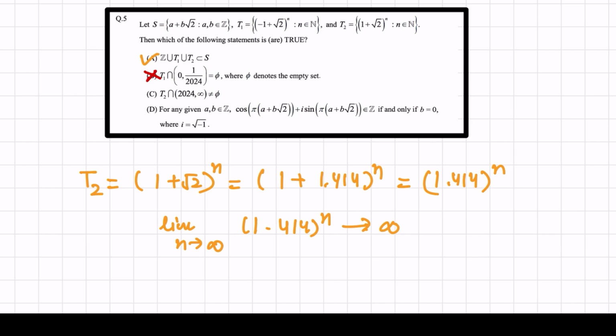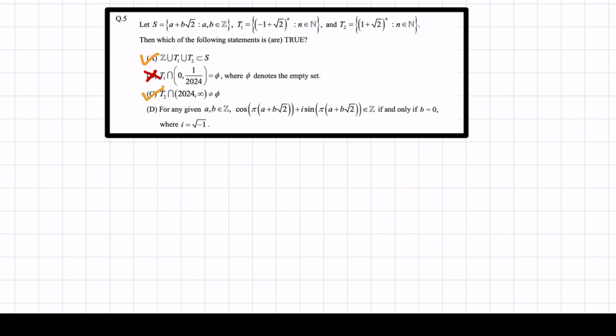The option is also very similar. We're going to try to find the range of this T2 and see if it has anything in common with the given interval, that is 2024 to infinity, and you can do the same thing. We plug in the actual value of square root of 2 and you get 1.414 to the power n, and when n is a very large number, this is going to pass 2024. So this is not an empty set. The intersection between T2 and the given interval is not an empty set. So our C option is true.